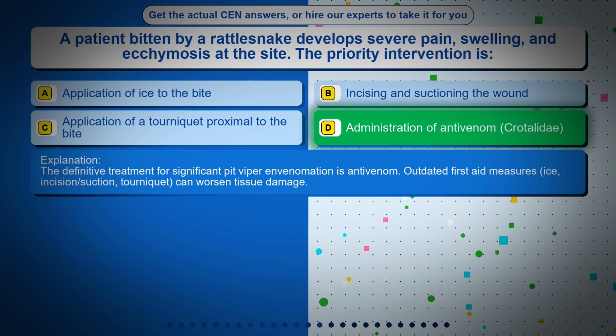The definitive treatment for significant pit viper envenomation is antivenom. Outdated first aid measures, ice, incision and suction, and tourniquet, can worsen tissue damage.